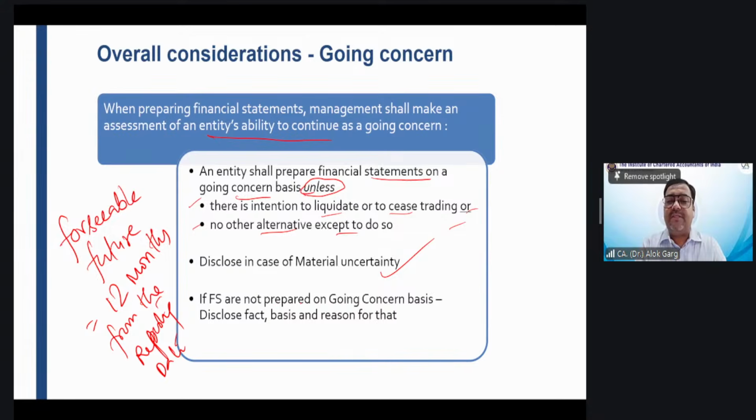If financial statements are not prepared on a going concern basis, then you need to disclose the fact, basis, and reason for that. First, you have to disclose this fact. Then you have to disclose, if not on a going concern basis, whether it is on a realizable basis or a liquidation basis. And what is the reason why the financial statements are not prepared on a going concern basis? For example, the company does not have any funds, the company does not have any credit line, the insurance claim is also denied to restart the factory.